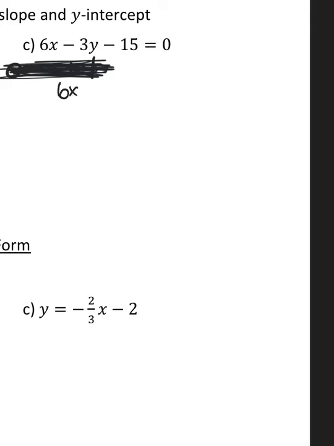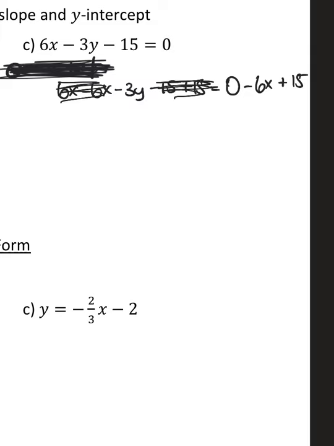So I have 6x. To get rid of that, I'm going to subtract it. I have -15. To get rid of that, I'm going to add it. So if I did that, whatever I added on the left-hand side, I have to add to the right-hand side. So I'm going to subtract my 6x. I'm also going to add my 15 here. And what do I notice? Well, 6x minus 6x, those go away. -15 plus 15, those go away. So that leaves me with -3y equals -6x, because there's no other x's. And 0 plus 15, that leaves me with +15.